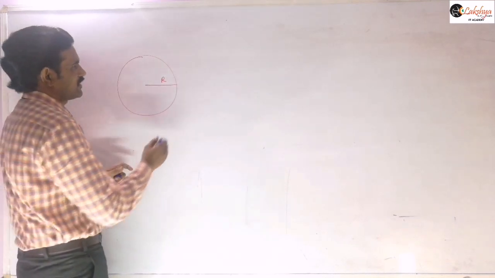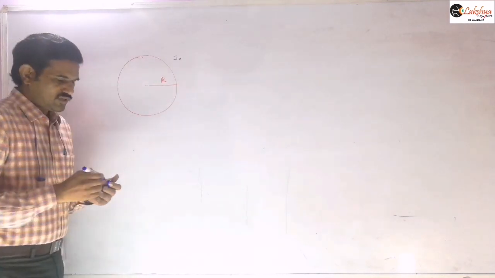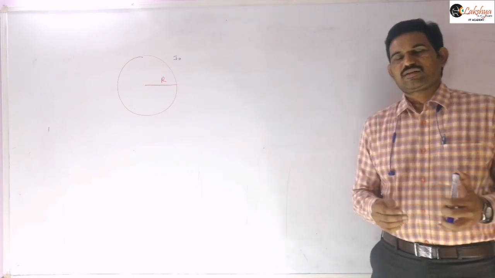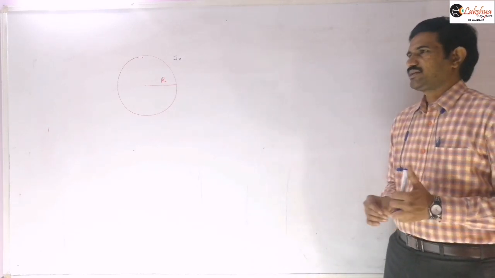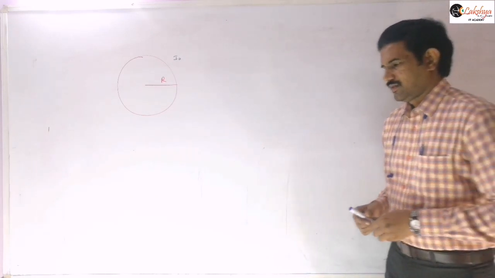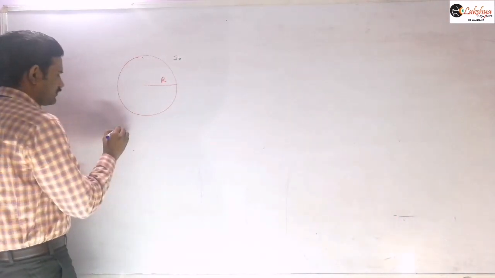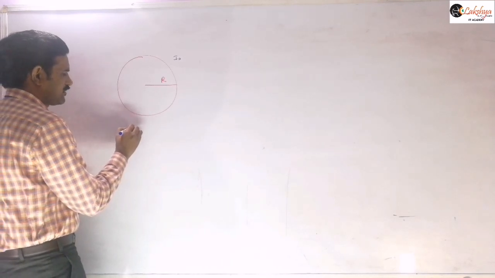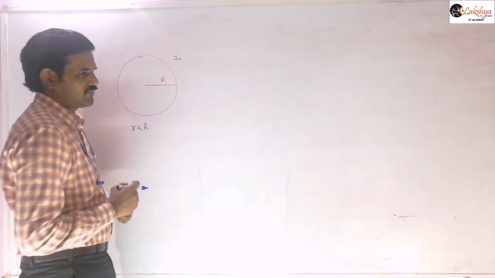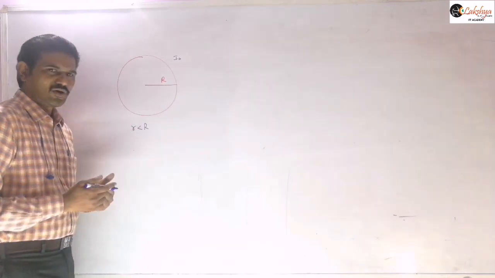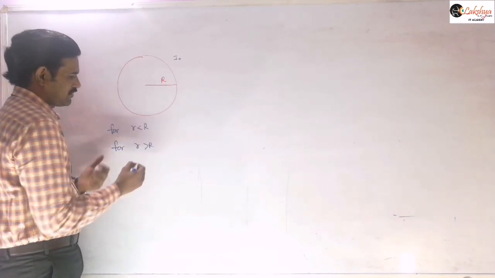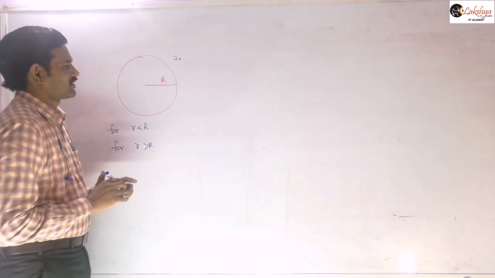If I naught is the total current flowing in a cylindrical conductor of radius R, then find the magnetic induction for a point P, for a point r less than R, that means inside, and for a point r greater than R, that means outside. We simply need to find inside and outside. You can write that simply like that.